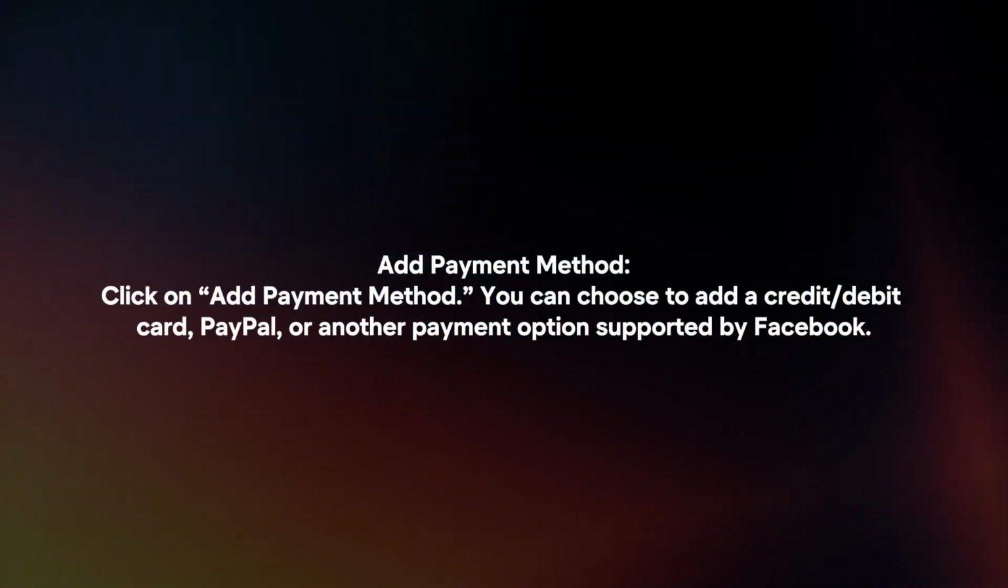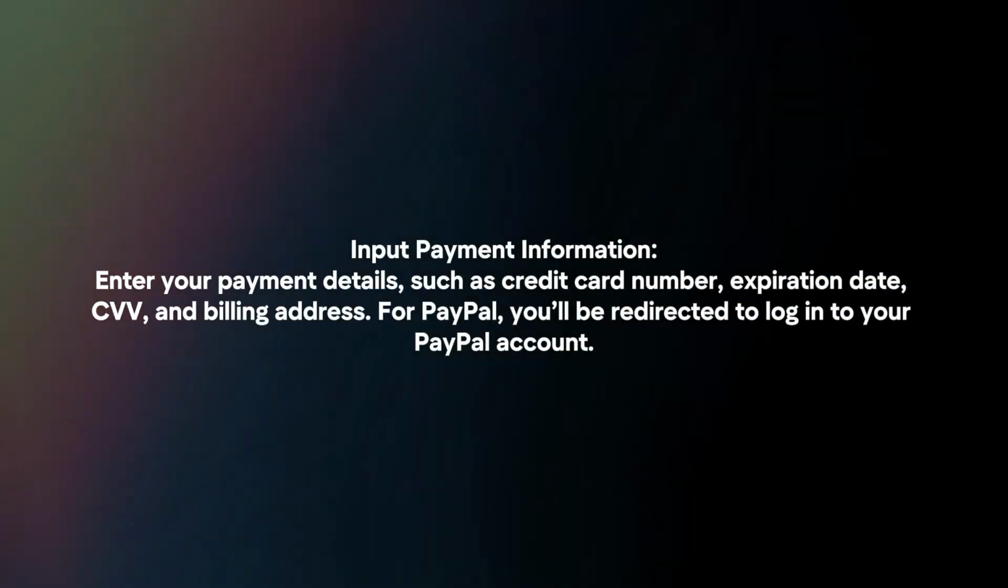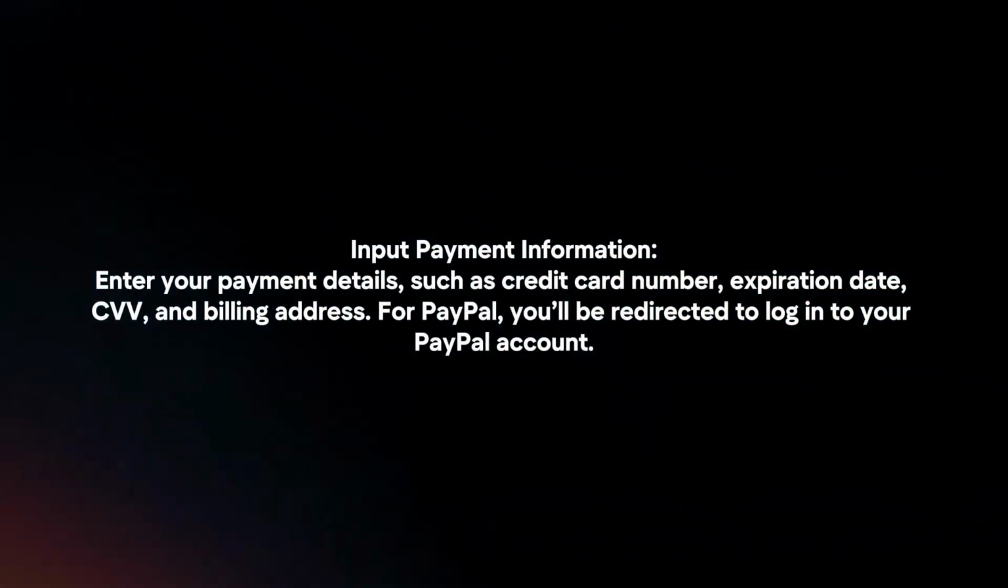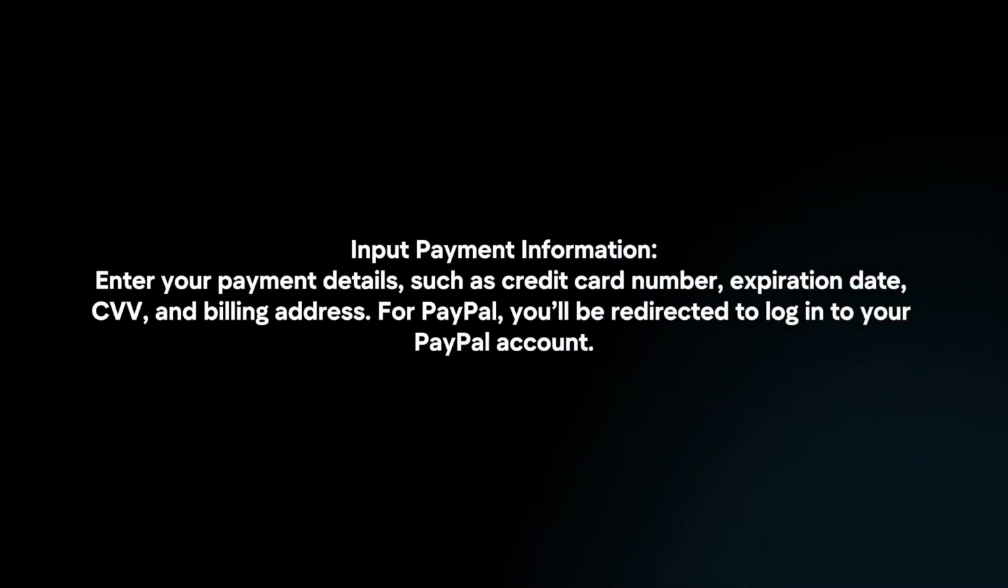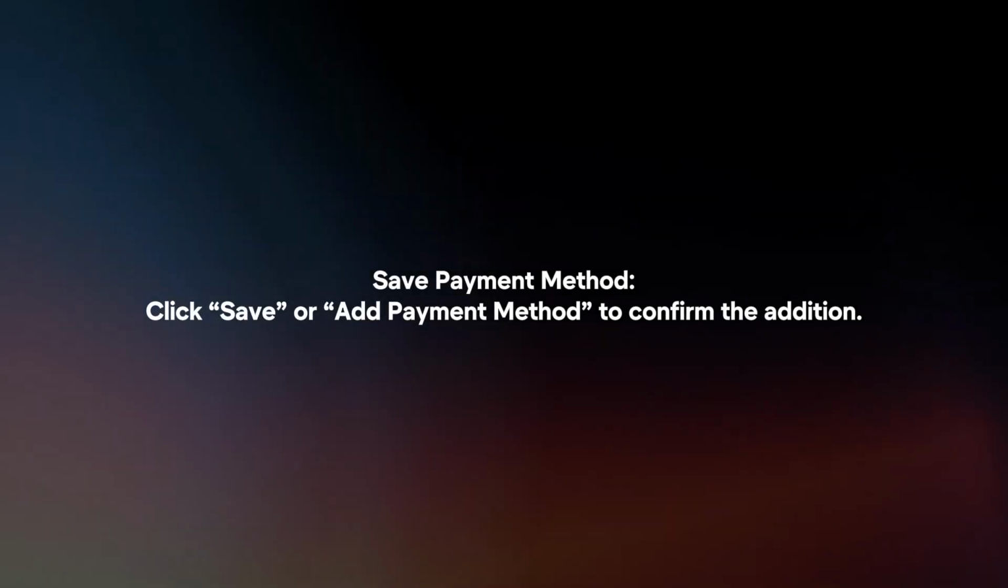You can choose to add a credit or debit card, PayPal, or another payment option supported by Facebook. Input payment information. Enter your payment details such as credit card number, expiration date, CVV, and billing address. For PayPal, you will be directed to log into your PayPal account. Save payment method. Click Save or Add payment method to confirm the addition.